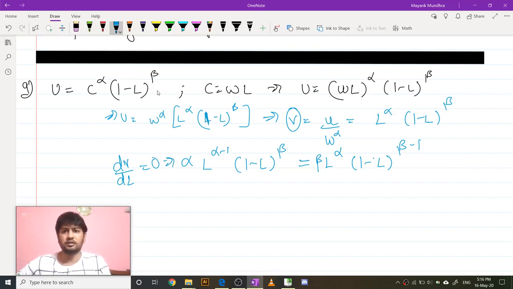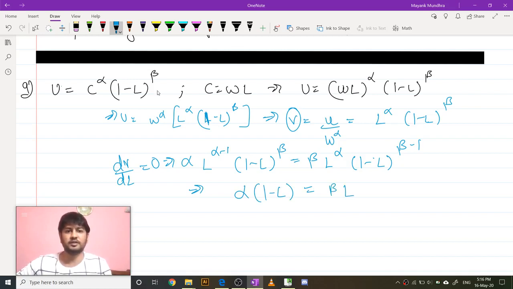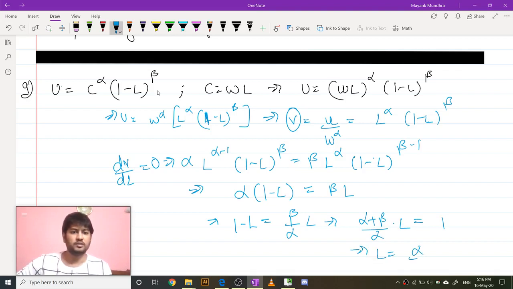equal to this thing. Let me write it better, equals beta times this, which implies, so this goes here and it will become L, so this will become alpha times 1 minus L equals beta times L. So we get 1 minus L equals beta upon alpha times L. So this says alpha plus beta upon alpha times L equals 1, which implies L equals alpha upon alpha plus beta.